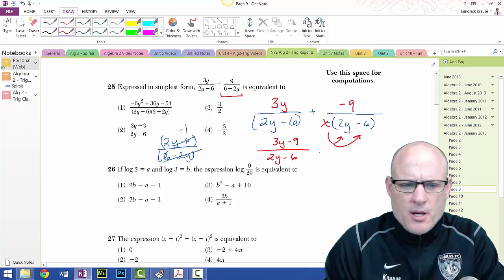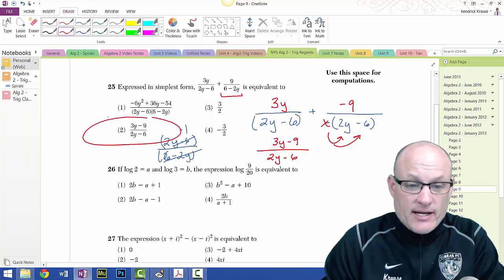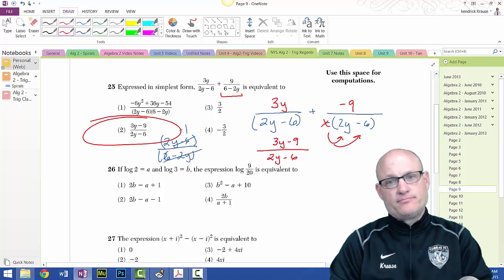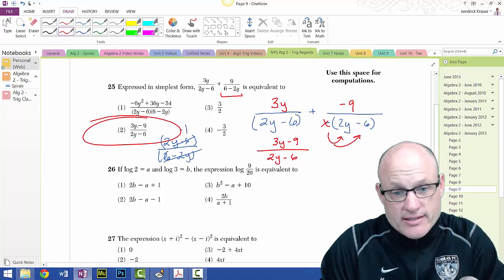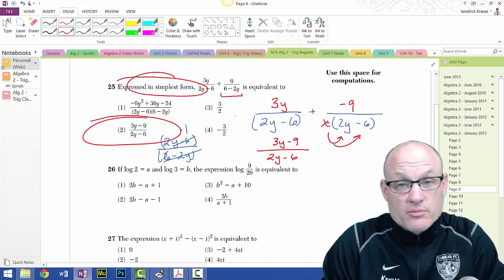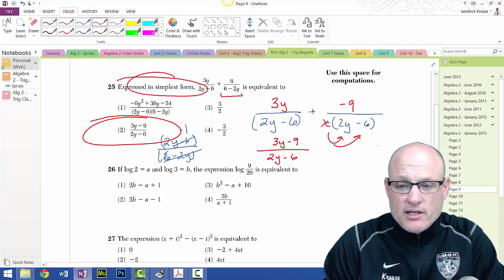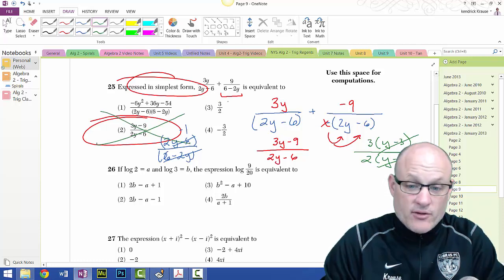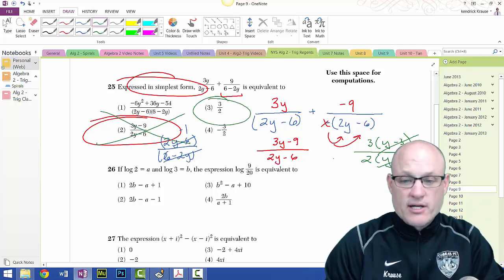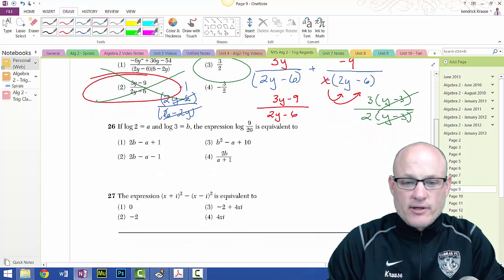Okay. But, oh, look, there's my answer. I'm all done. This is how you don't get 100 on a test. In simplest form means you're going to have to do something else, kids. And take a look. If I take out a 3 out of the numerator, I'm left with y minus 3. If I take out a 2 out of the denominator, I'm left with y minus 3. Ka-ching, not the right answer. 3 halves is the right answer.